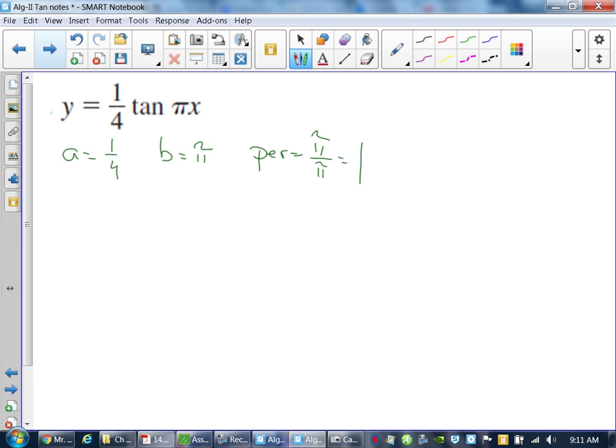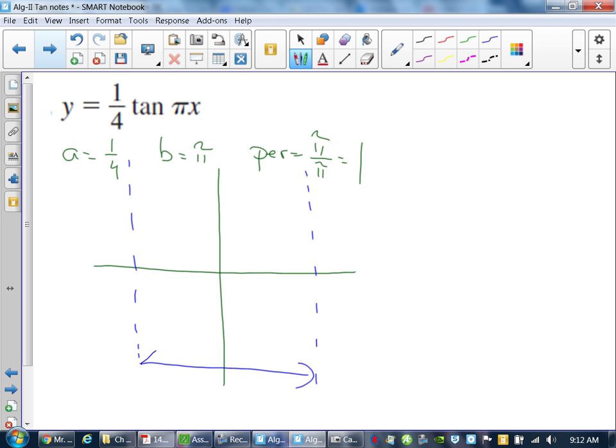So I have 1/4 tangent pi of x. That gives me an a value of a fourth, a b value of pi, and a period of pi over pi, which is 1. So that means the distance between my asymptotes is going to be 1, one going positive and one going negative. Knowing that this distance has to equal 1, half of it is on one side, the other half is on the other. What's half of 1? 1/2. So I have an asymptote at x equals 1/2, and an asymptote at x equals negative 1/2.